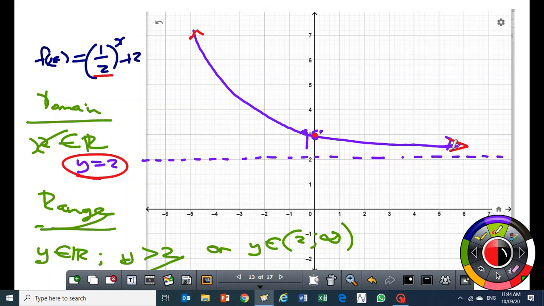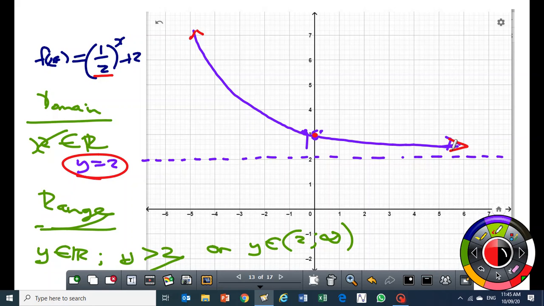Then I went further. Domain: x is an element of real numbers. The range: y is an element of real numbers, but y is greater than 2 because the graph is above the horizontal asymptote, or we say y is an element from y equal to 2 up to positive infinity. And then you are done.